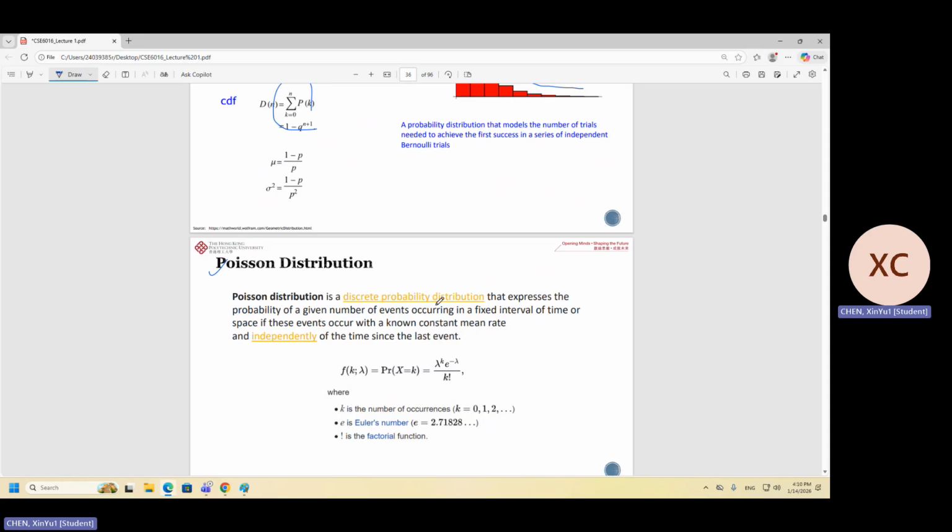Is there anyone measuring safety? No more. So this Poisson distribution is normally used in the safety area, the transport safety area. The Poisson distribution is a discrete probability distribution that expresses the probability of a given number of events occurring in a fixed interval of time or space if these events occur with a constant mean rate and independently of the time since the last event.